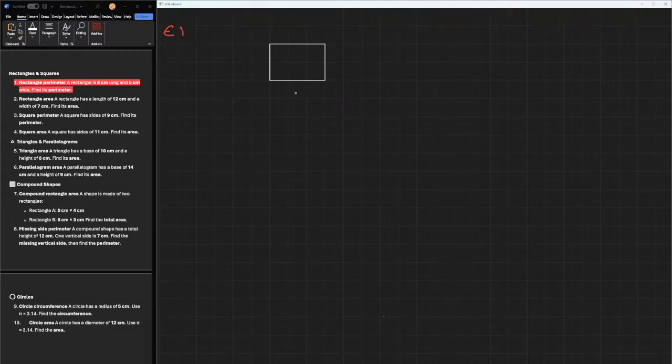So question one is this one. A rectangle is 8 centimeters long and 5 centimeters wide. Find its perimeter. So perimeter is like the circumference, so this side, this, this, and this. Alright, we have 8, and then here is 8 centimeters, and then this one is also 5 centimeters. So we need to add all this together.